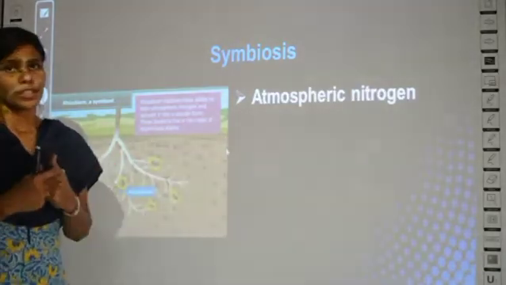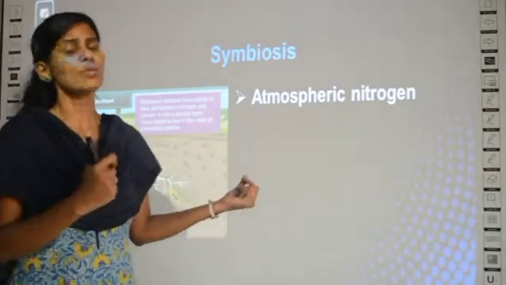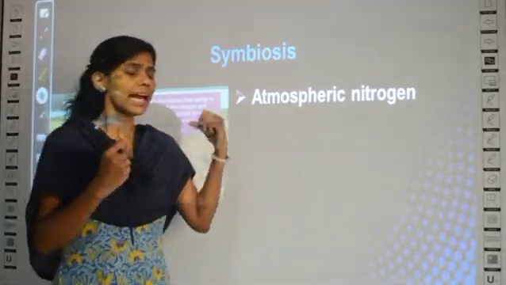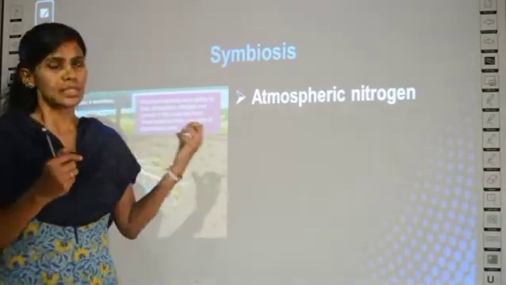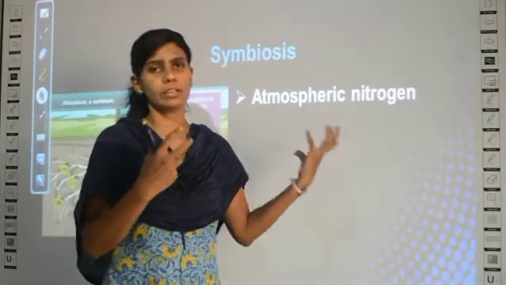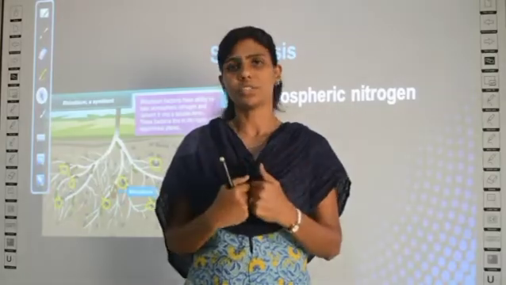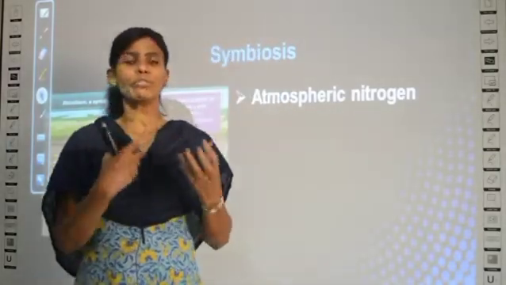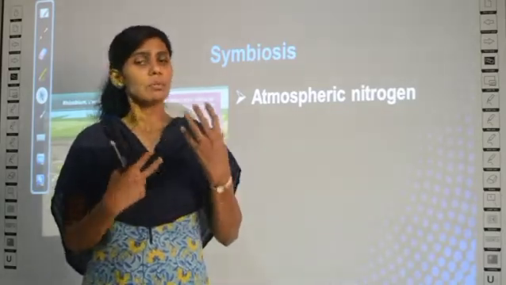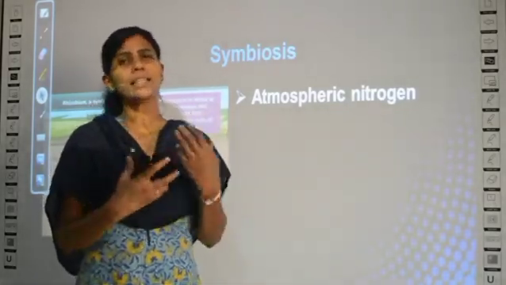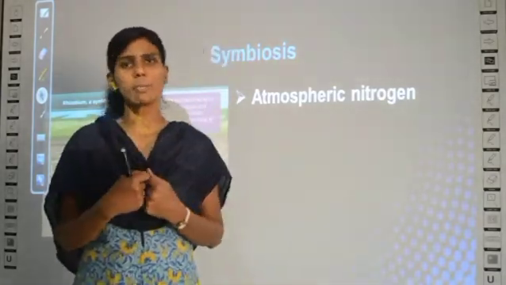Okay, so this bacteria which is present inside the root nodules of leguminous plants has a special property of converting atmospheric nitrogen. Plants need so much nitrogen for their growth. The main factor which helps the plant to grow is nitrogen. Most plants will take nitrogen either from the atmosphere or from the soil, mostly from the soil.